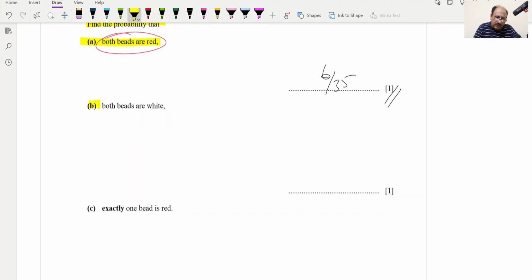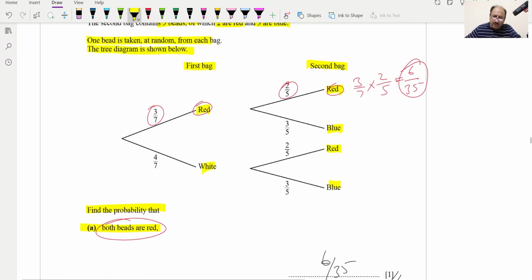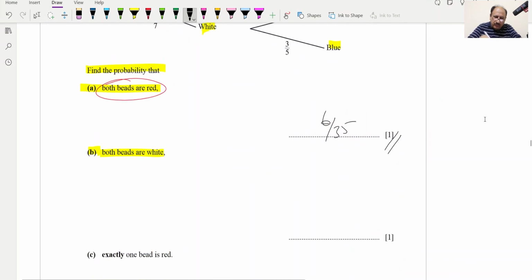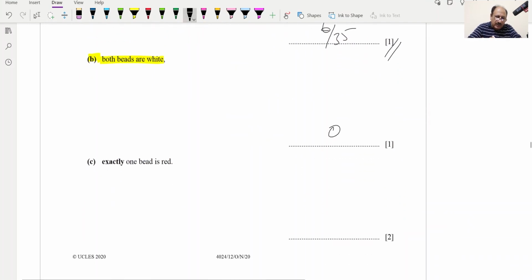Now for B part, both beads are white. Both beads are white will be which option? Will be white, and there is no white in this section, so it will be 0 probability. We will write here 0. Both cannot be white.